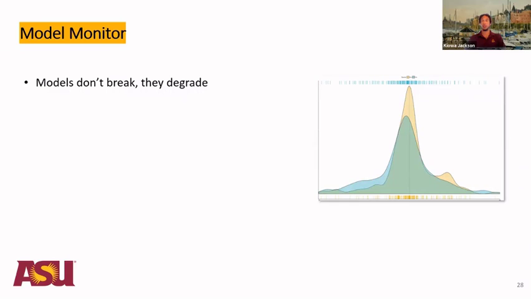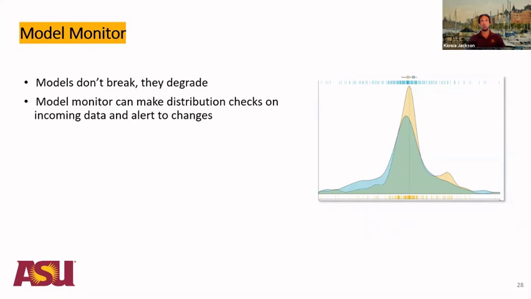Another really useful feature, and this is fairly new, I think it came out end of last year, is Model Monitor. It addresses an issue in data science: models don't break, they tend to degrade. In software engineering, if something doesn't work, it usually throws an error and you can see a big red warning and immediately tell that something is wrong. A lot of times with models, if something is wrong with the data, it would just start skewing the predictions and it might not be immediately obvious that it happened. So it can go through and not be caught right away. Model Monitor can make distribution checks on incoming data and alert you to changes.